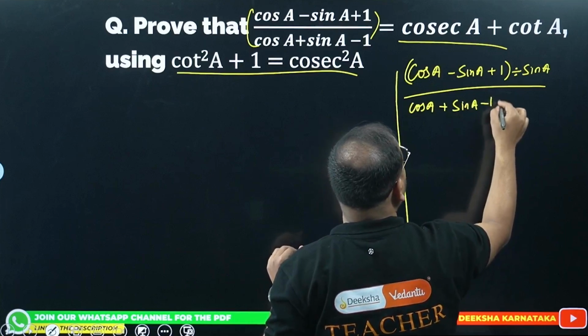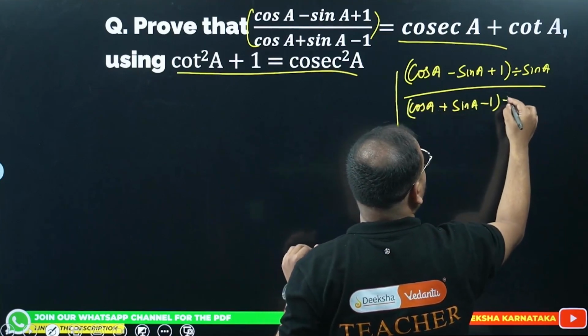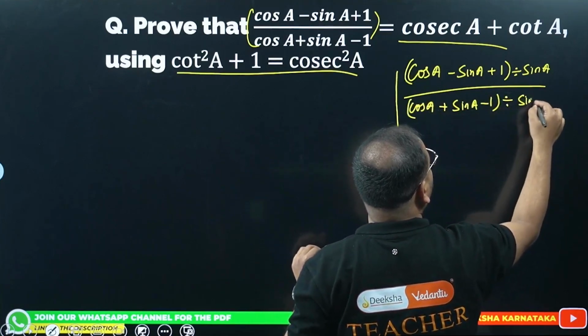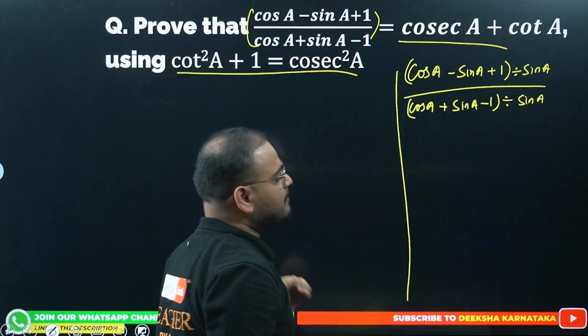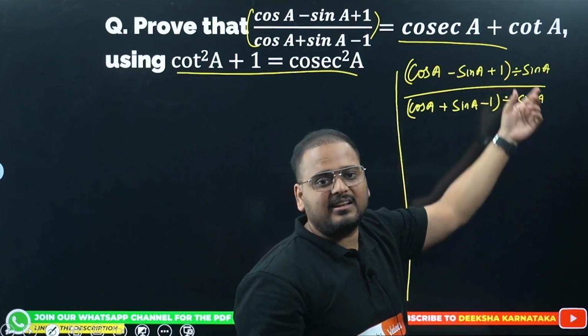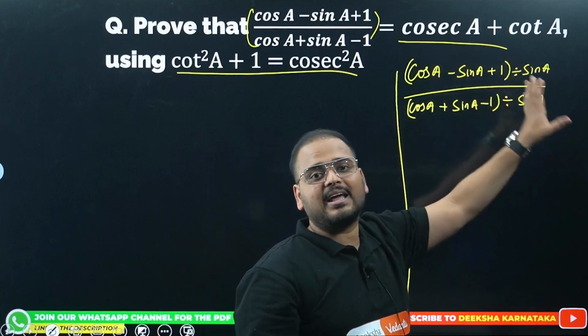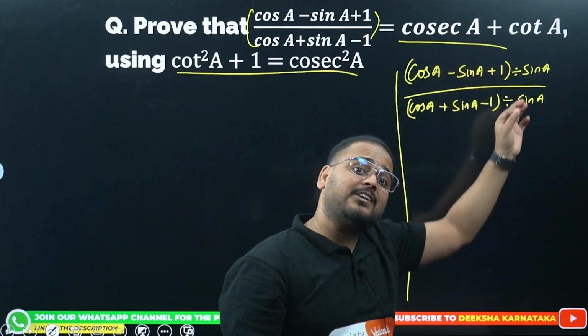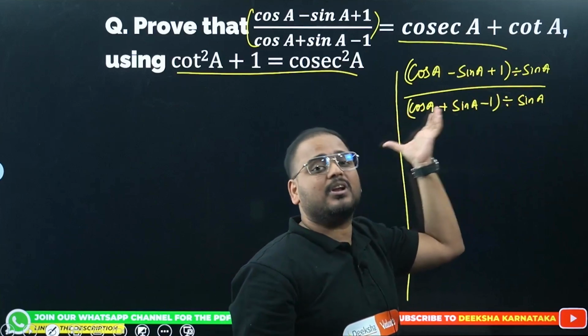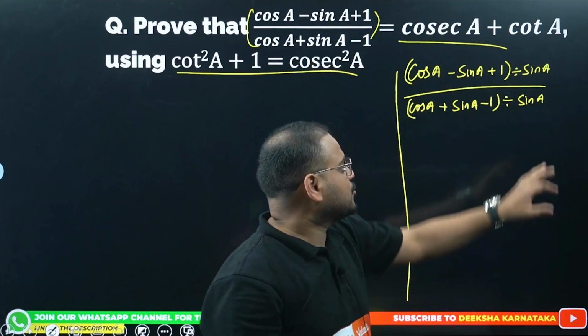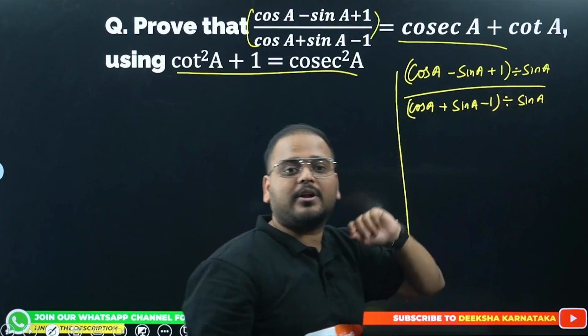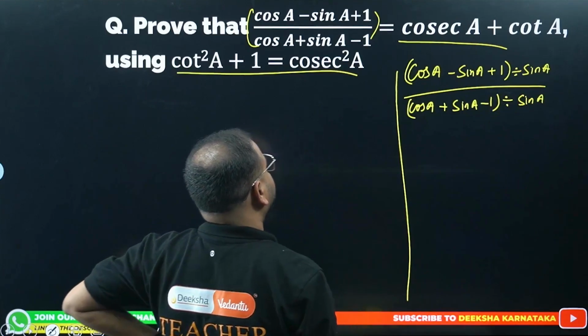Why are we doing the same? Because if I do the same operation in both numerator and denominator, the effect will not be there. If I am dividing both by sine, they'll cancel each other. Whatever you're doing, multiplying, adding, it will have the same effect on both. So the actual given condition should not change. I'm dividing by sine on both numerator and denominator. I hope this is clear.